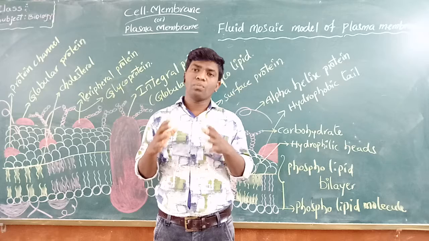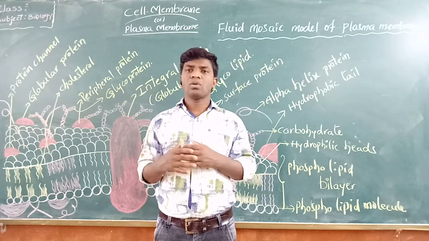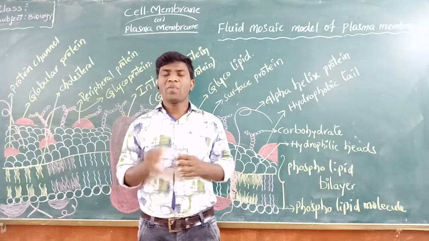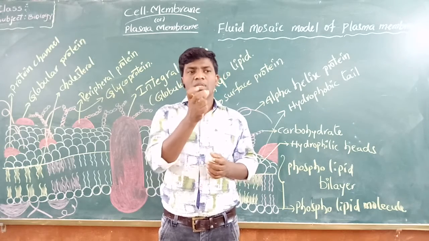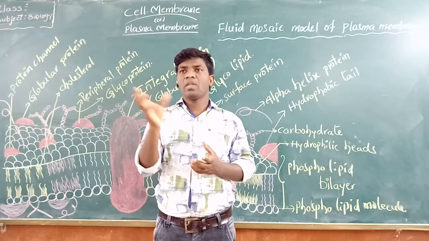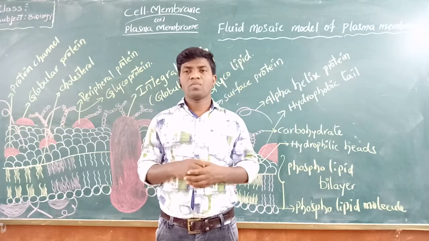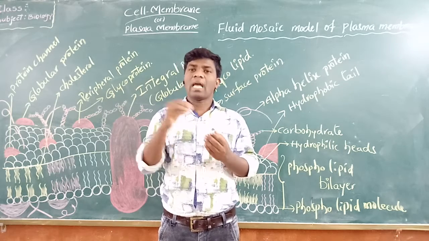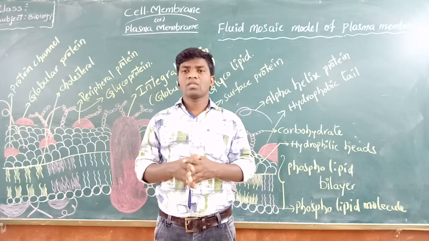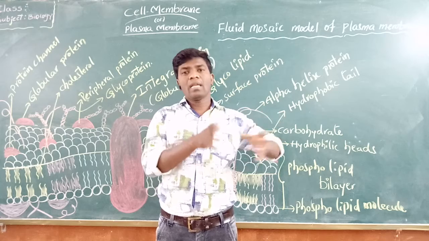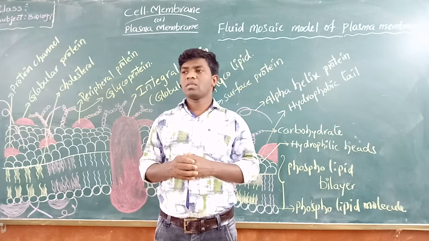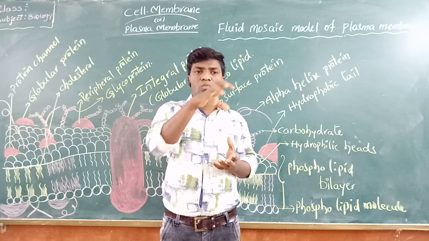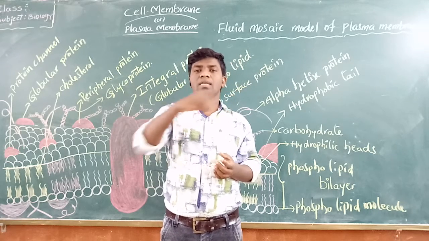Neutral solutes may move across this membrane by the process of simple diffusion, which you already know about. For example, if I keep a scent bottle in the corner of the room, after a few minutes the fragrance will spread throughout the room. The scent molecules travel from higher concentration to lower concentration, along the concentration gradient.